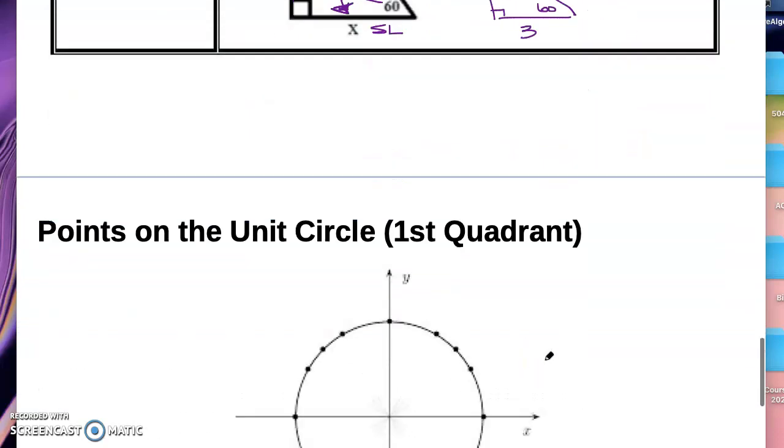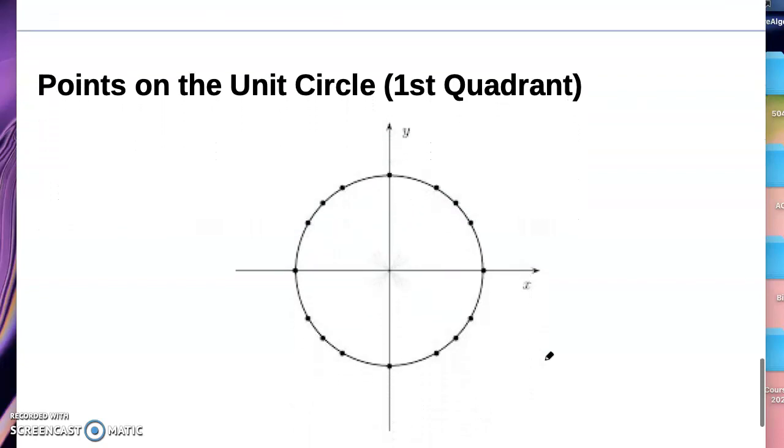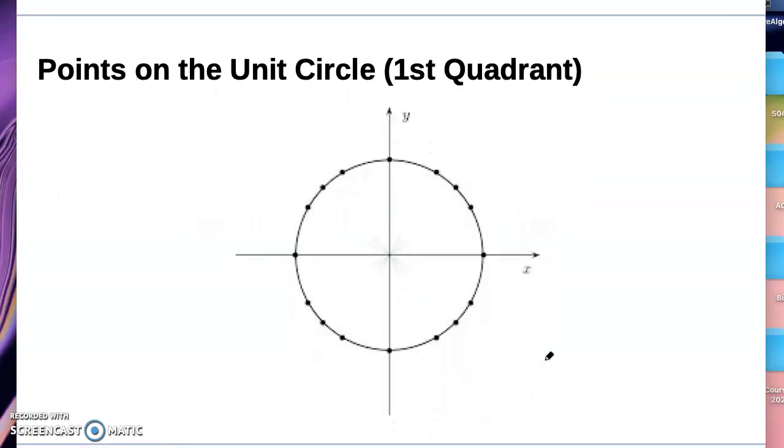Now the reason that these are important is because we said that all of our angle measures on the unit circle are going to be multiples of either 30 or 45. We're only going to focus on the first quadrant in this video. We're going to talk about the second, third, and fourth in class together.